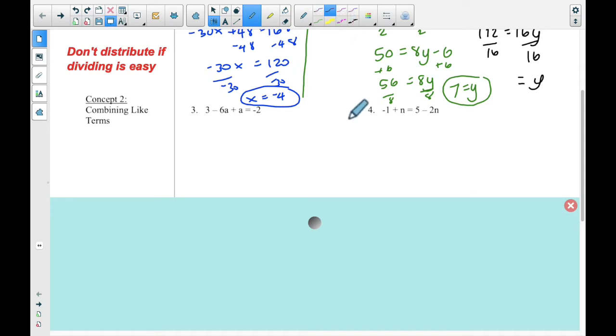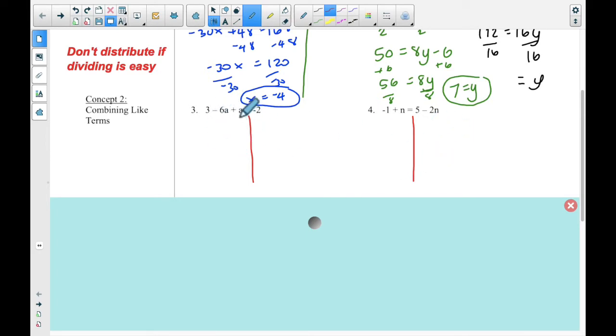The next section is on combining like terms. I know you all know how to combine like terms. I'm just going to point out a couple differences between number 3 and number 4. On number 3, if you look where the equal sign is, the two variables, a, are both on the left-hand side. If you look at example number 4, the variable, the n, is on the left and on the right. And so there's two different ways that you should do each kind of problem. If it's set up this way, there's one way to do it. If it's set up this way, there's a different way to do it.